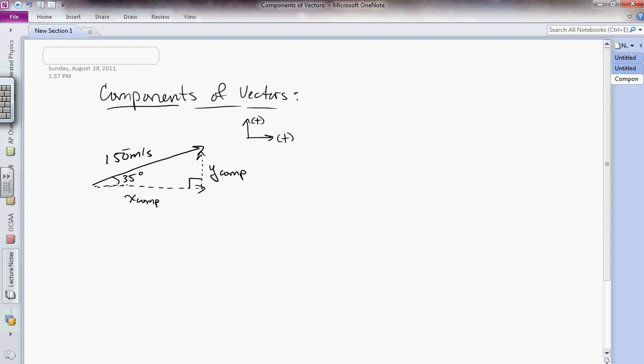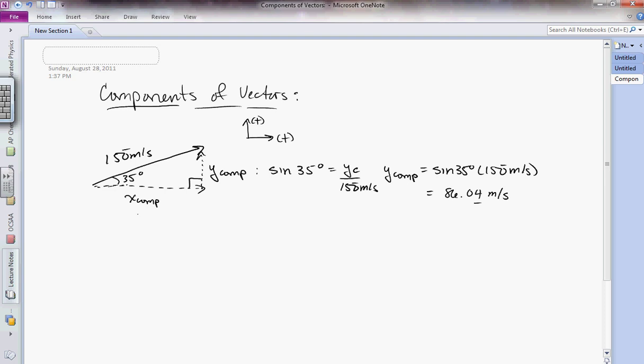So to get the values of these, we will use right angle trig, and we can say that to find the y component, the sine of 35 degrees is equal to our y component over the hypotenuse of 150 meters per second. Rearranging that a little bit, our y component will be equal to the sine of 35 degrees times 150 meters per second. You punch that into your calculator, make sure you're working in degrees, and you'll get 86.04. I'm going to put a line down here just so we know that those are not sig figs, but it's a good idea to carry extra figures along until the end of your calculation.